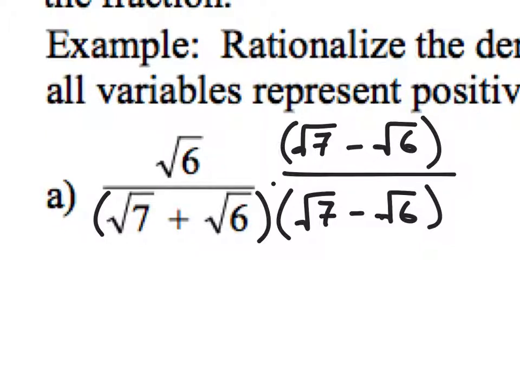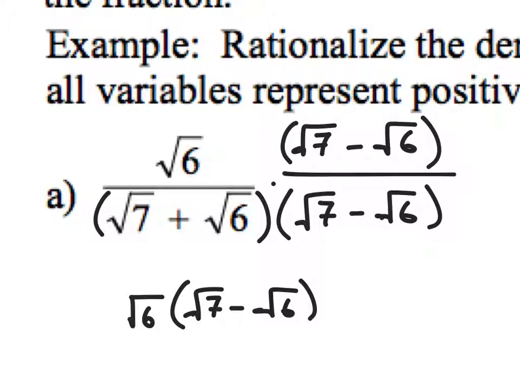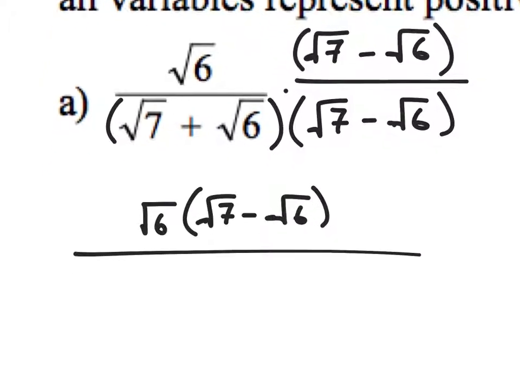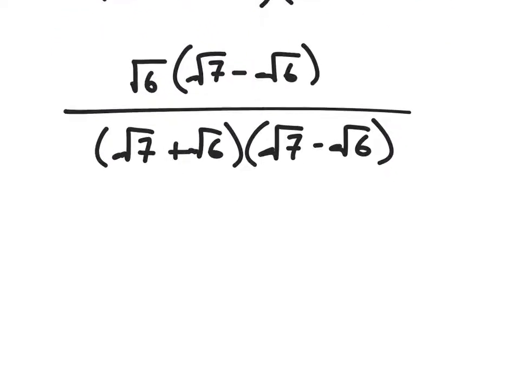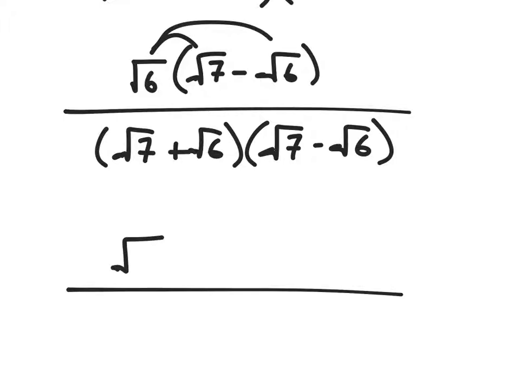If I've got 2 fractions, remember I'm just multiplying the numerator and multiplying the denominator. So up top, I'm going to get the square root of 6 times the square root of 7 minus the square root of 6. And down below, let's multiply these together. I'm just going to write it out: square root of 7 plus the square root of 6 times the square root of 7 minus the square root of 6. Now let's do the numerator first. Distribute this guy, that's going to give me the square root of 42 minus the square root of 36.